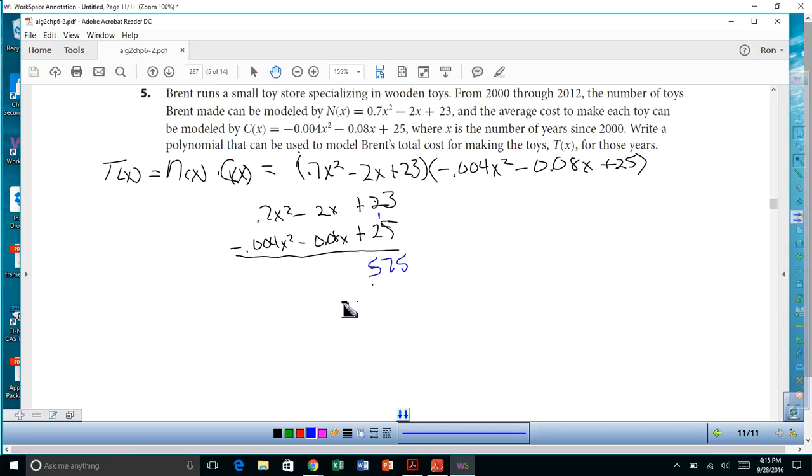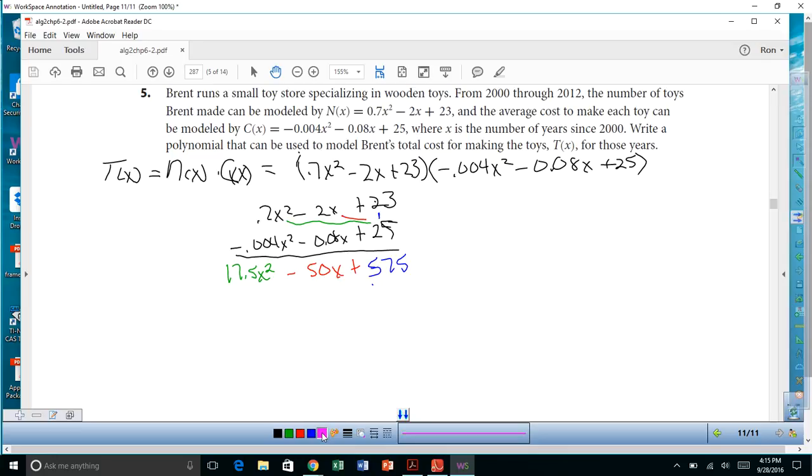All right. Now we've got 25 times negative 2x. That's going to be minus 50x. That's plus 75 because those two were positive. Now next we have 25 times 0.7x squared, and that's going to give us 17.5x squared.